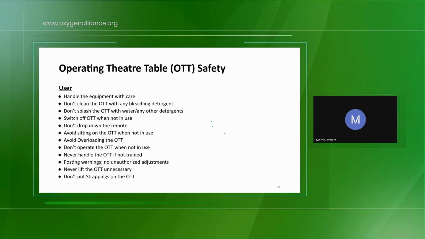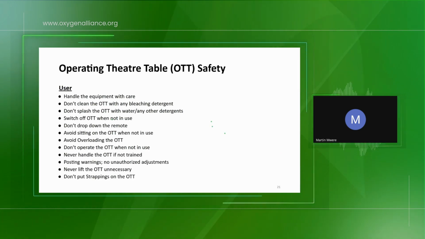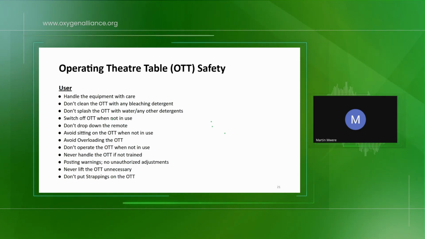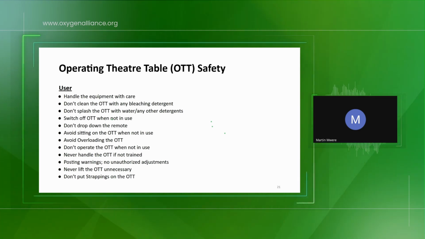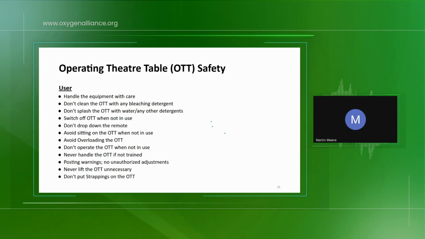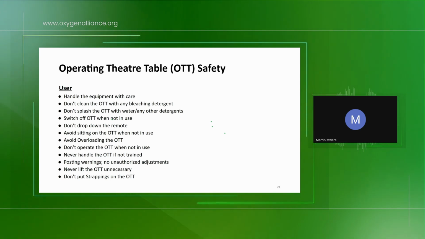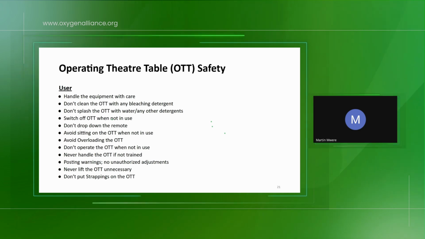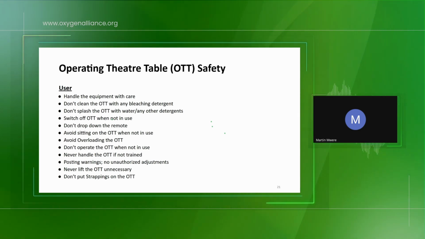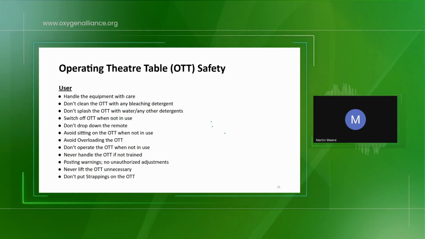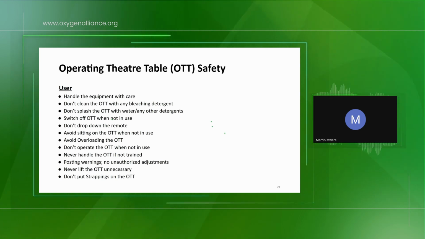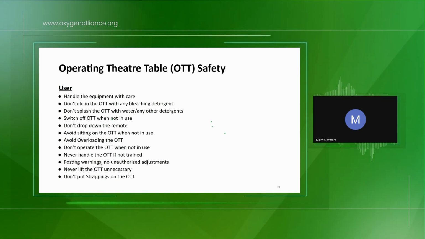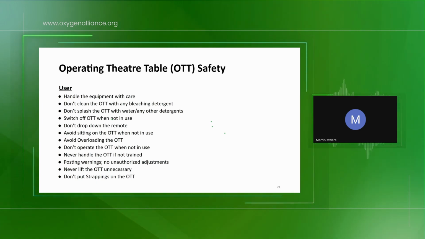The operating theater table, safety. This safety mostly starts with the user. Handle the equipment with care. All the equipment must be handled with care. Don't clean the operating theater table with any bleaching detergent, be it formaldehyde or what we call formalin, because that will bring corrosion within our OTT. Don't splash the OTT with water or any other detergent.